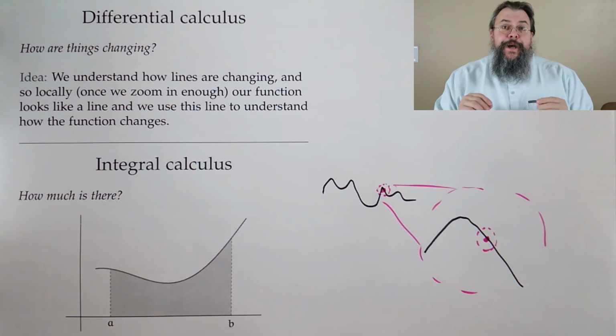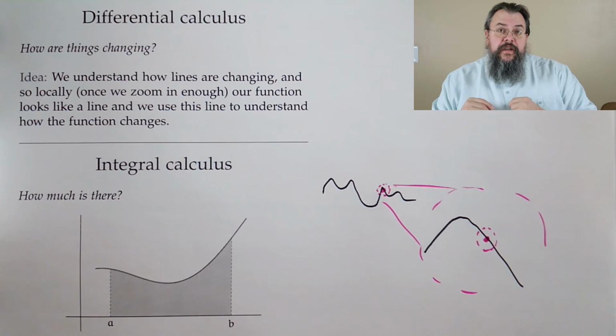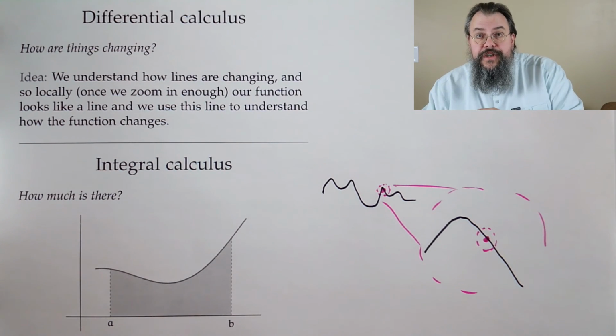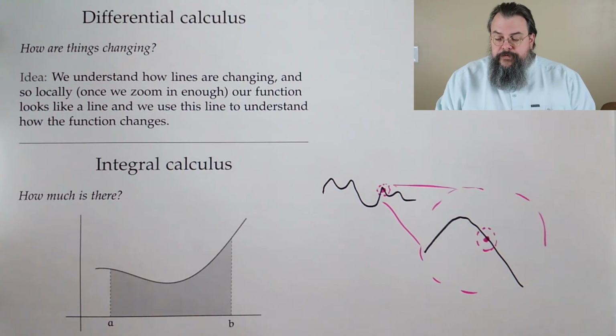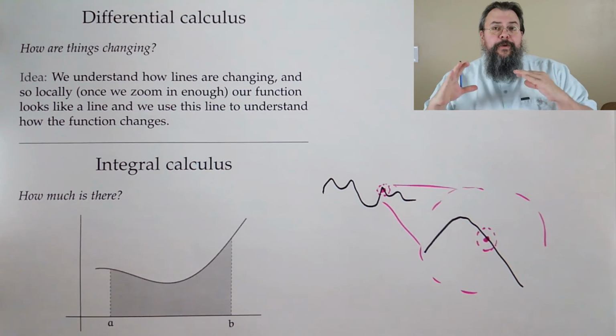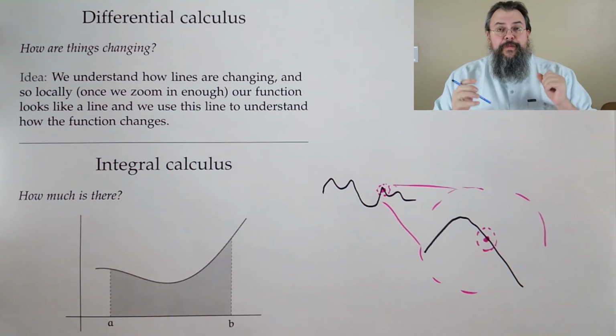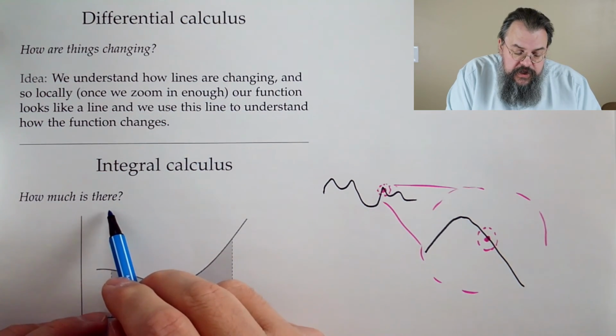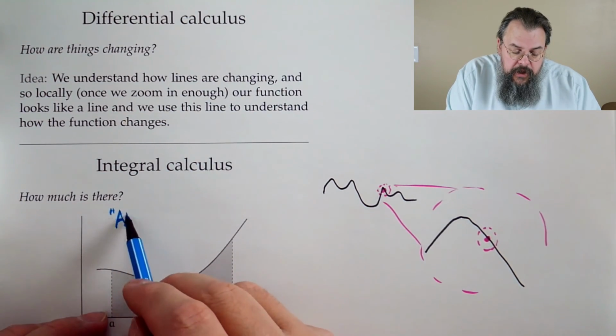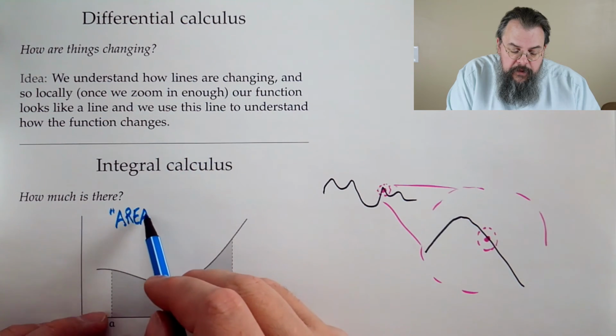Still part of calculus, but it's not interested in saying how are things changing. It's interested in the question, how much is there? And before we get too far into it, we're going to focus on one interpretation, but we have to be careful. So we're going to start our understanding with saying, well, how much area is there?